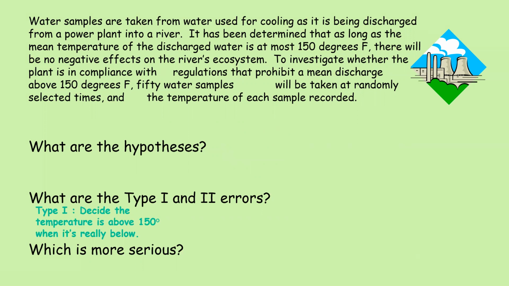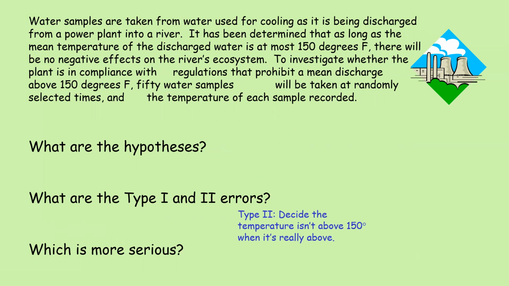So what is a type 1 error? Type 1, again, would be deciding the temperature is above 150 when it is really below. Again, type 1 is rejecting a true null. Type 2, think FF. Decide the temperature isn't above 150 when it's really above.